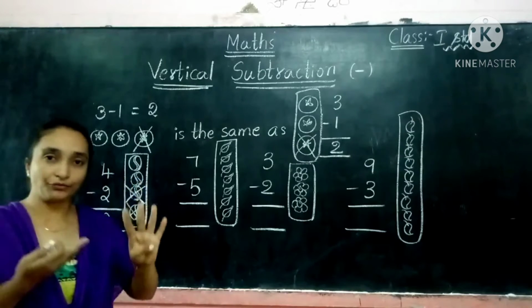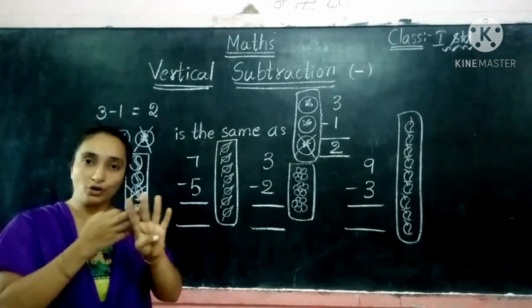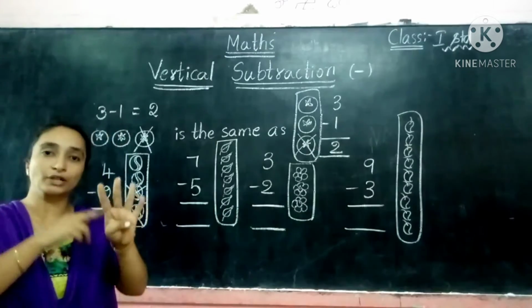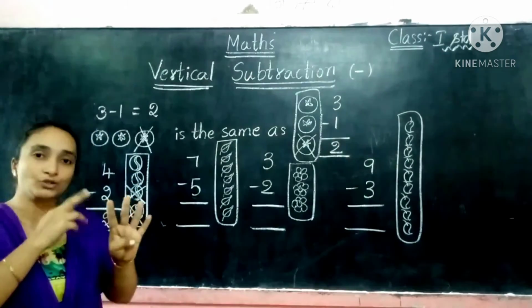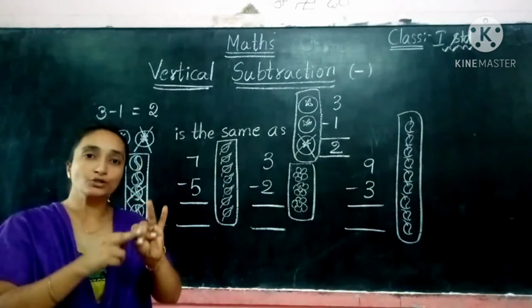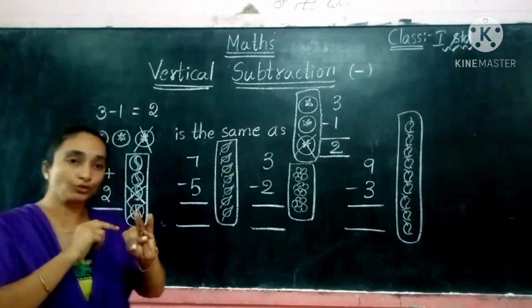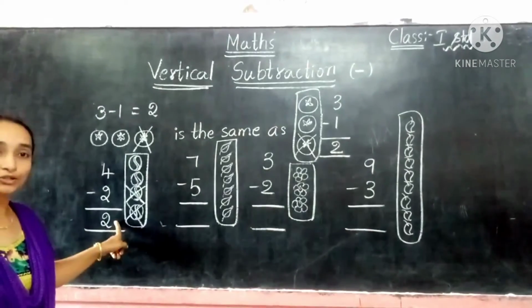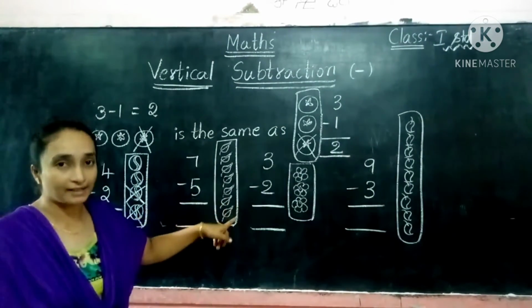If you use your fingers, it is also the same. Take 4 fingers, and 2 fingers we have to take out. That means 2 balls. 4 minus 2 is written. 1, 2. So the remaining are 2. Here I wrote the answer 2. Let us see the next one.